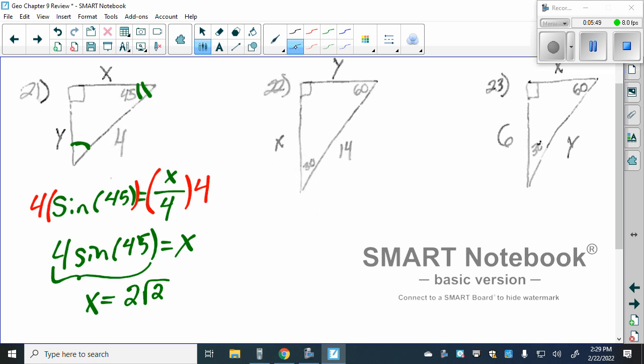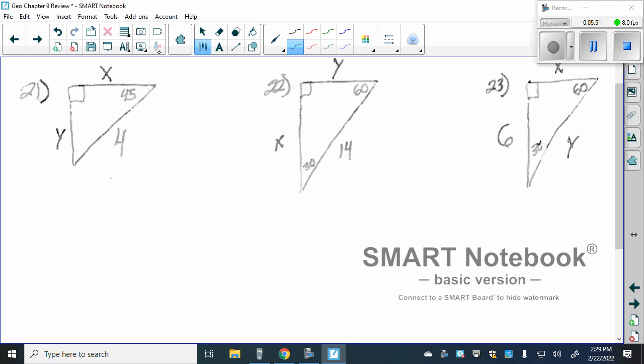Now, if we look at the next one, I'm going to erase this here. We have a 30, 60, 90 right triangle, yes? And are we given the short, long, or the hypotenuse? The hypotenuse. But according to our shortcuts, to get back to the short side, we take the hypotenuse and divide it by 2, and 14 divided by 2 is 7. And the side opposite 30 degrees would be the short side, which would be our y.